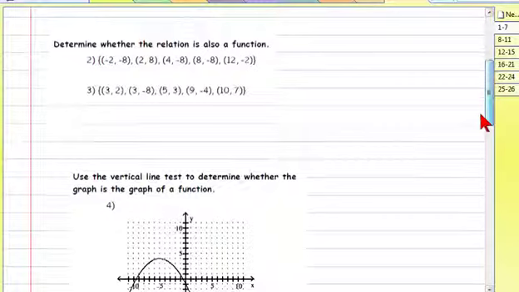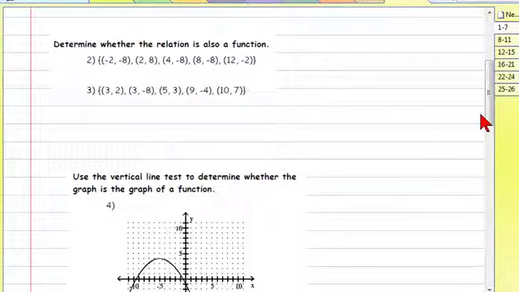All right, number 2 and 3. It says determine whether the relation is also a function. Take a look at number 2. What are you checking, the x values or the y values? Check the x's. I see -2, 2, 4, 8, 12. So for each x, there is only one y. None of the x's are repeated. So what do you think about number 2? It is a function. On the test, you will simply have 2 choices, yes or no.